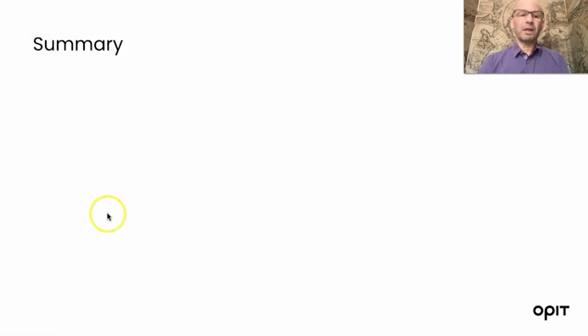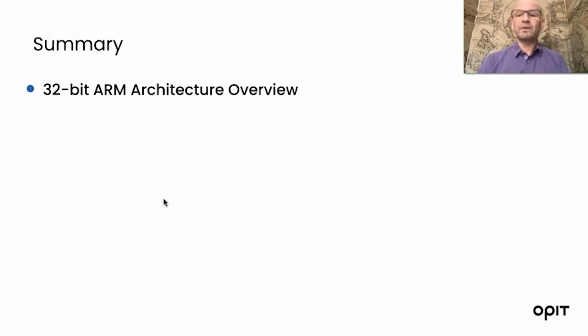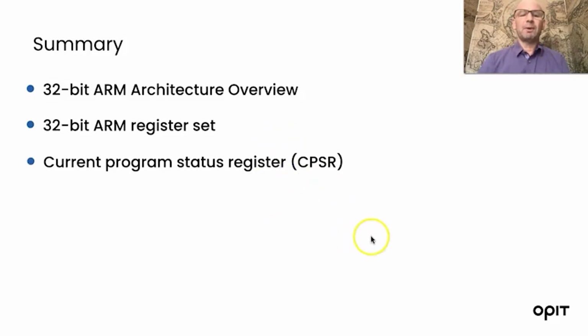That's all I wanted to talk about in this session. We looked at the 32-bit ARM architecture, the 32-bit ARM register set, and the current program status register, which gives us different statuses depending on, for example, what mode we're in, whether user mode or supervisor mode, and whether we're setting a carry flag, a negative flag, a zero flag, etc. We'll continue our discussion of the ARM architecture in the next session.